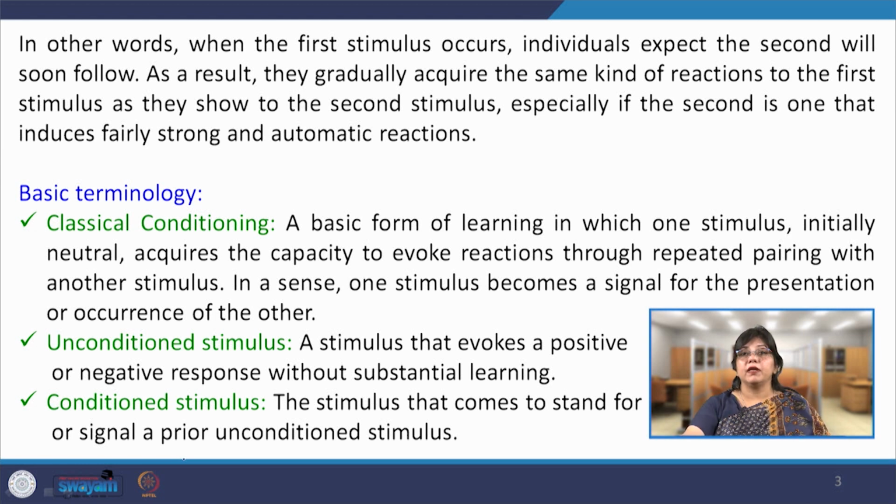So, this kind of reaction to the first stimulus is like what they show to the second stimulus, especially if the second is one that induces fairly strong and automatic reactions. Now, in this kind of pairing, even the click is evoking the same response, and the sound of the alarm is also evoking the same response, but it will be found that the second response is stronger and automatic. So, this is how when a person tries to associate himself with the stimulus in the environment, the person also learns to evoke acquired or expected or similar responses to the stimulus in the environment.